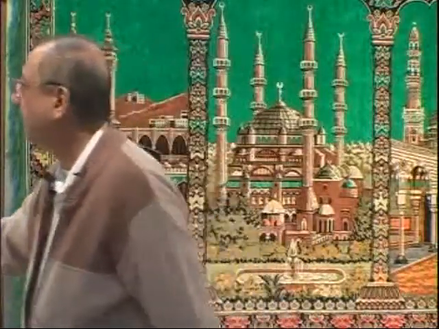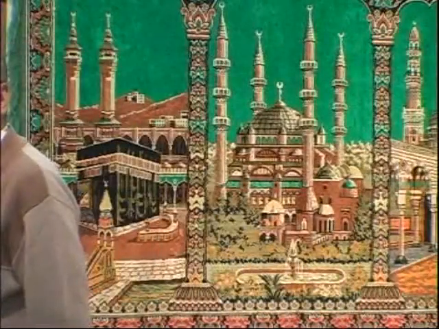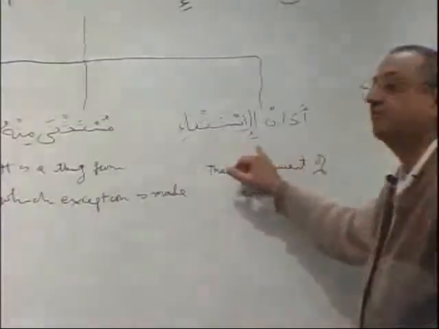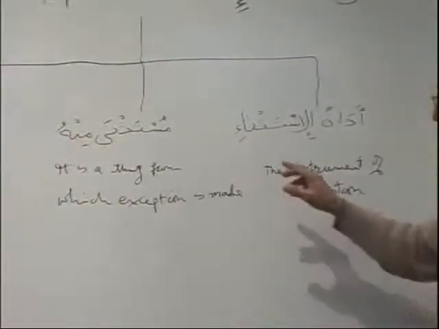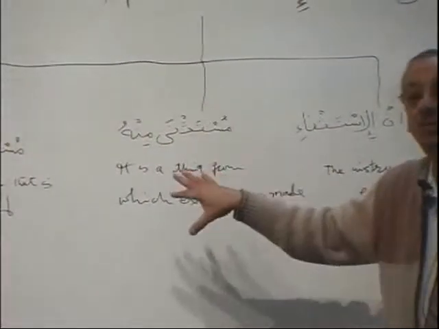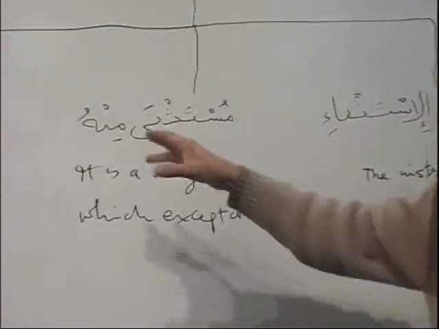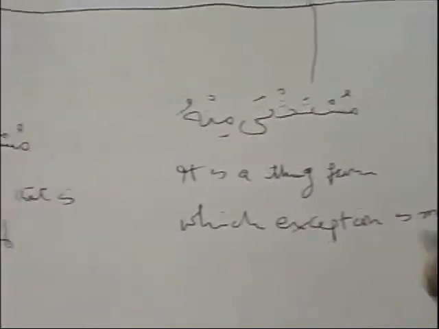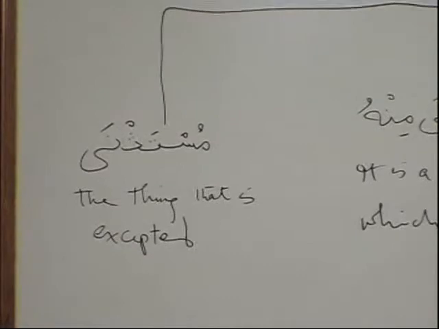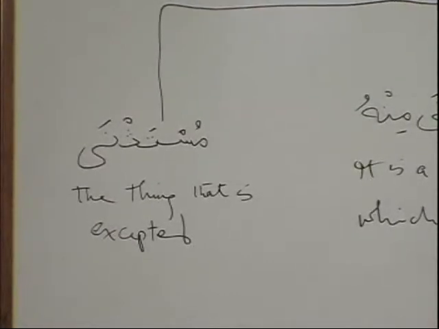The istithna has three elements. Are you with me? The istithna has three elements. What are they, brothers and sisters? Adatu istithna, the instrument. Mustasna minhu. And then mustasna. They are the three elements. So we are studying al-istithna'u, which is exception.